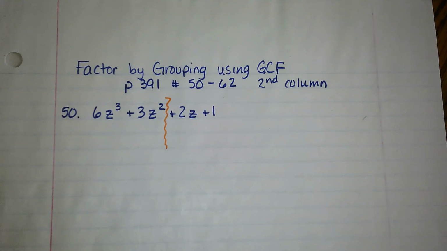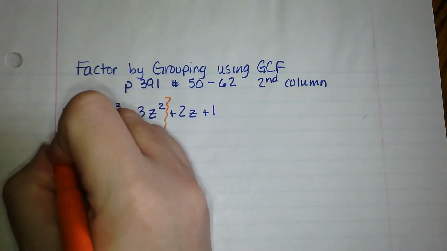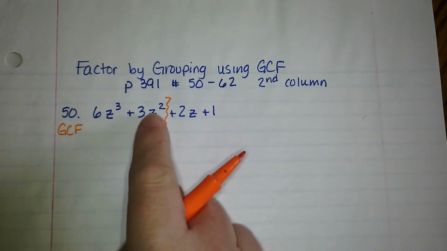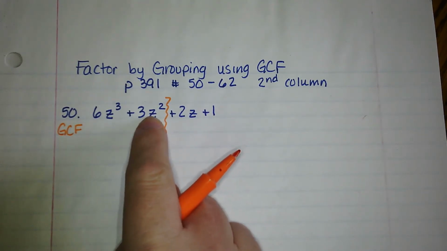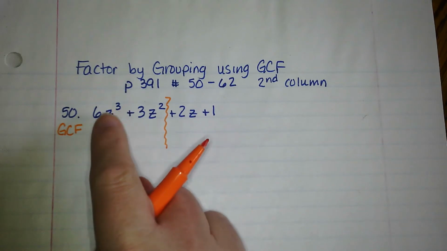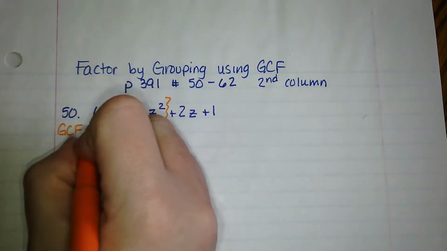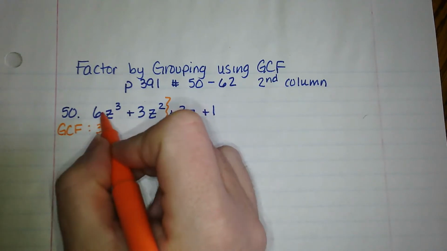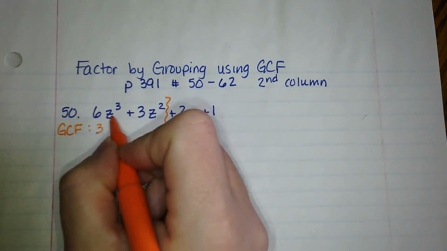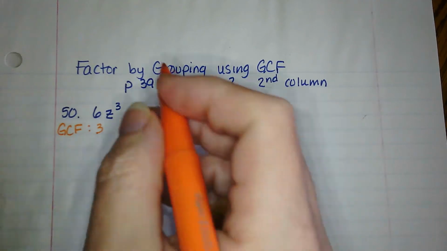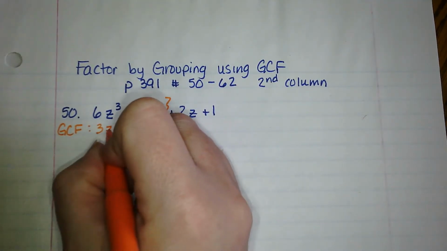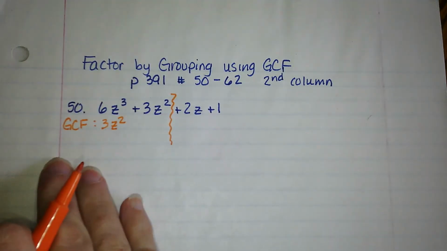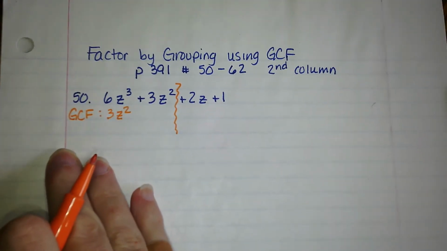Then what you're going to do is what we've always done. We're going to start by finding the GCF. So the GCF for 6 and 3 is 3. I hope you recognize that 3 goes into 6 and that GCF would definitely be 3. We're also going to take a look at the variables just on the left side. And we have z to the third and z squared, and we always pick the smaller exponent. So on the left side, our GCF is 3z squared.